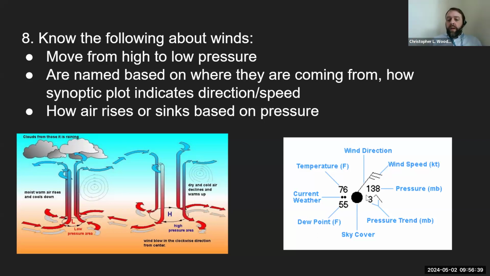On a synoptic plot, wind speed and wind direction are indicated by the flag or the arrow. So the direction is the line. Of course, the little notches are the speed.